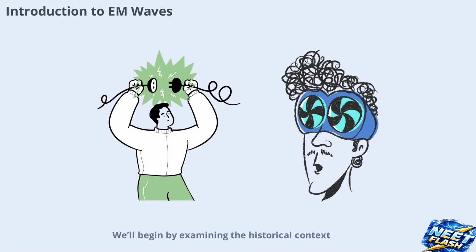We'll begin by examining the historical context, including Maxwell's revolutionary insights, and then move through the mathematical foundations, practical examples, and the electromagnetic spectrum. By the end, you'll see how these waves shape our daily lives and scientific advancements.